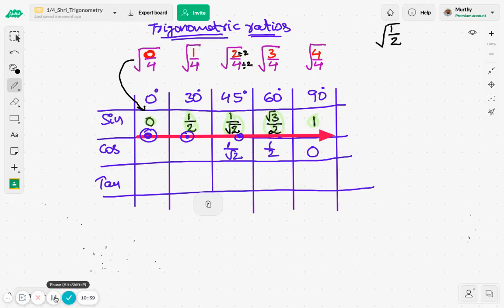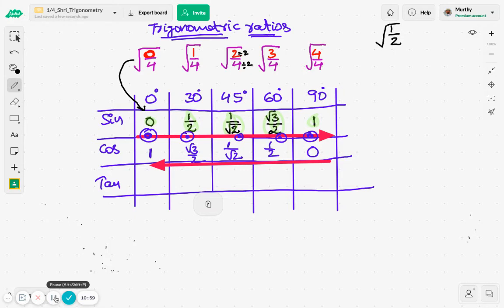The next value is root 3 over 2. And the last value is 1. That will be my first value in the cos list. Just write the sine values backwards. Then you are done, and you get all the cos values.